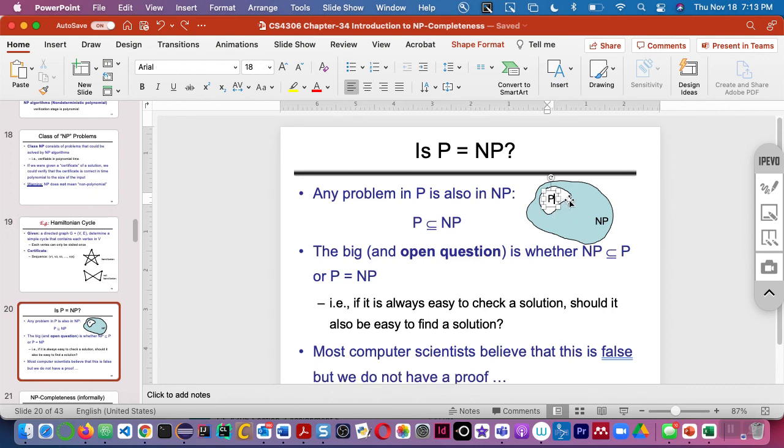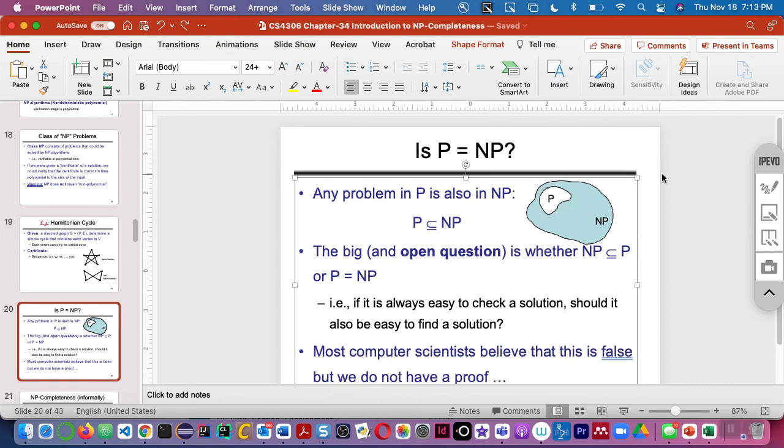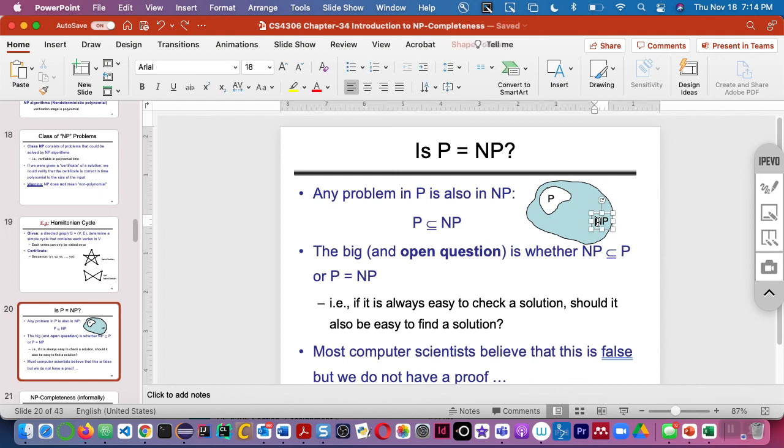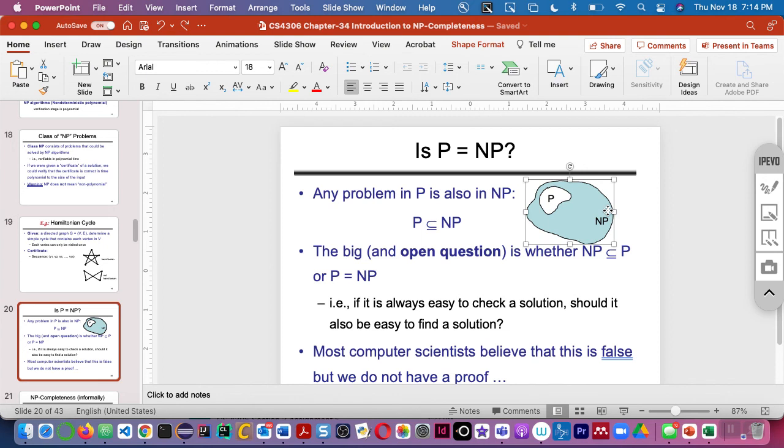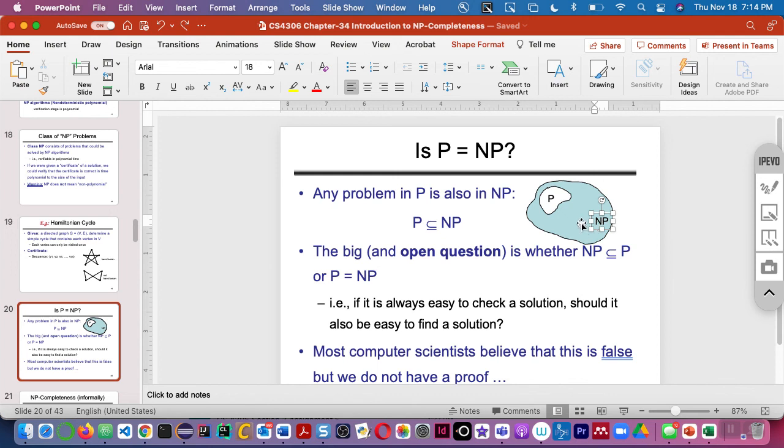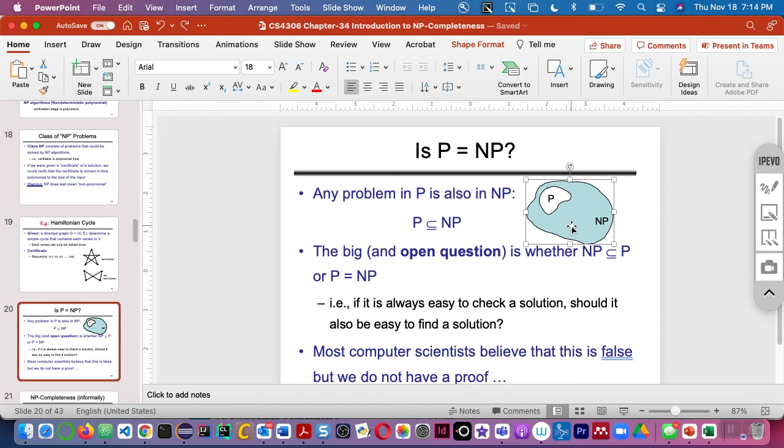So far, whatever we learned, P is the set of problems that can be solved in polynomial time, and NP are the problems that cannot be solved but can be verified. Some problems that were in NP a few years ago are now in P. Still there are some problems that are now in NP, and in the next year or next decade, those will be solved and will be in P.